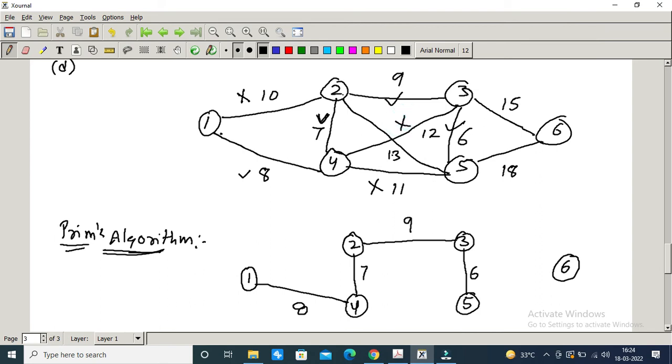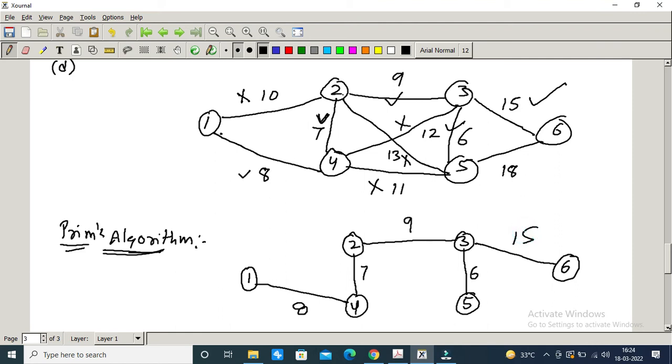And for the same reason, now I am left with 13, 15 and 18. If I choose 13, which is the minimum of these three, 13, 15 and 18, so if I choose this 2 to 5, again that will form a cycle. So I will not choose that. Now we are left with only 15 and 18. So I have to pick this 15, right? If I pick 15, it will not form a cycle.